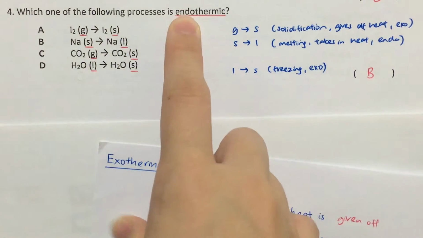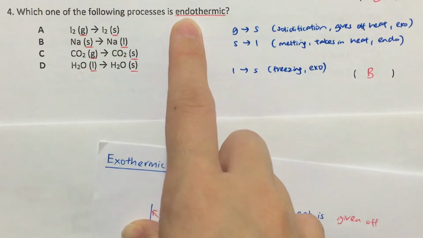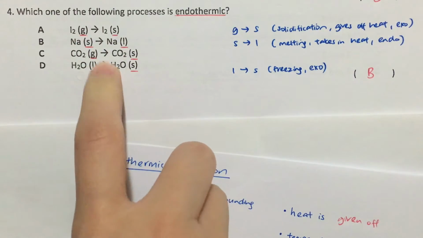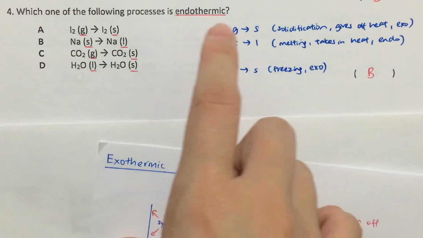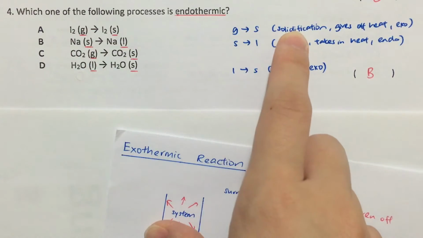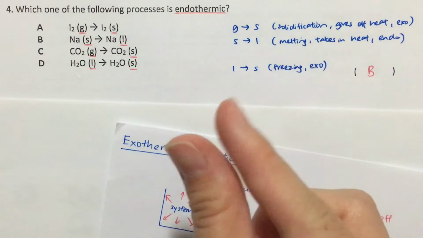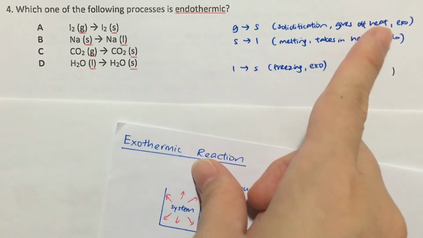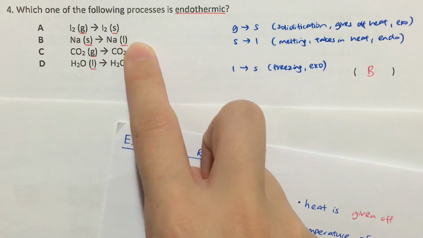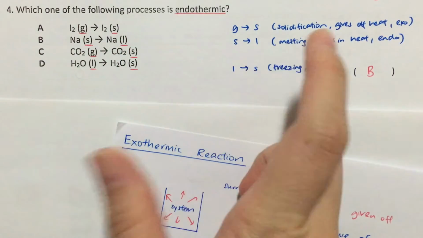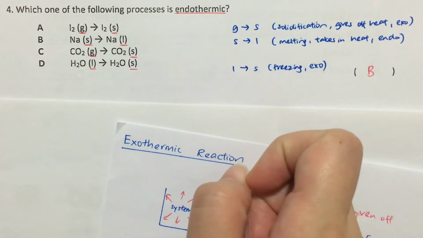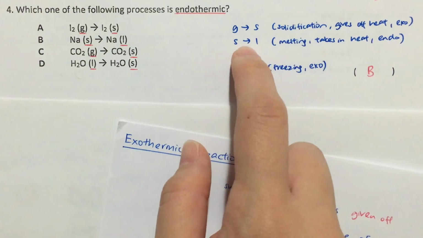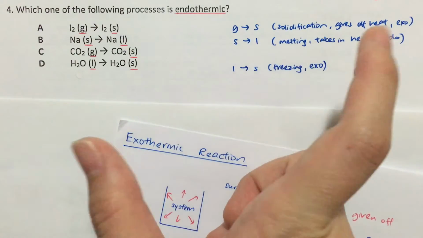Okay, here they're asking for endothermic again, talking about heat being taken in. We have all the state symbols, so let's see which is which. Gas to solid is solidification. The particles are coming nearer, talking more about bond forming in that sense, so it's exothermic. Solid to liquid is melting. You need to take in heat for it to melt, so it's endothermic, because for solid to liquid we are trying to overcome the forces of attraction.